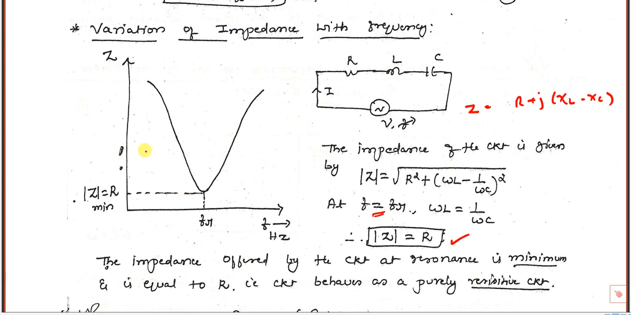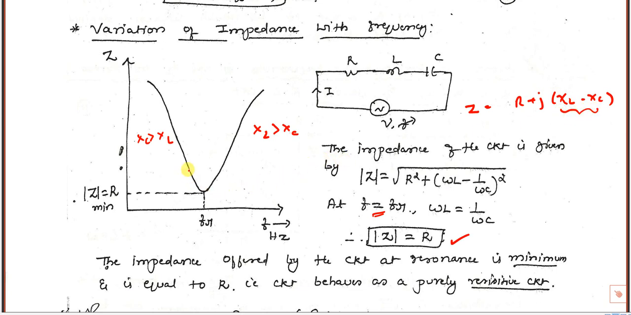In this portion, for the lower frequencies, XC is greater than XL, and for higher frequencies, XL is greater than XC. Here the capacitive reactance is less and the inductive reactance is more. XL is directly proportional to frequency, omega L is 2 pi F L. XC is 1 over 2 pi F C, so it is inversely proportional. So in all the portions other than resonance, in addition to R we have this reactance part also.